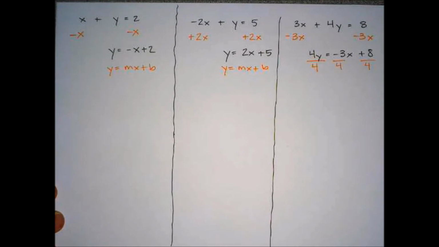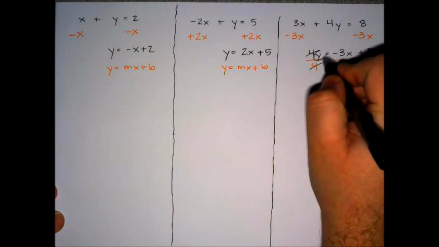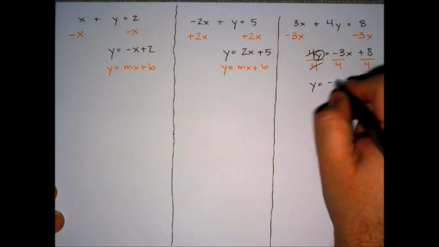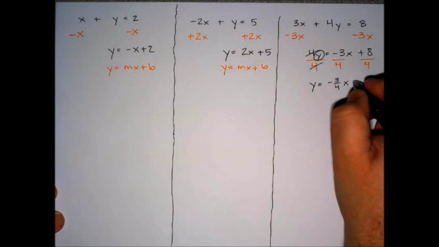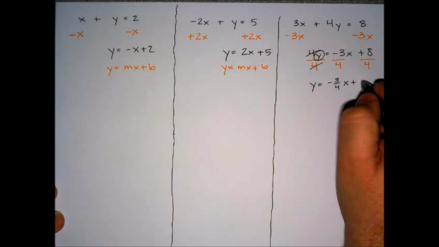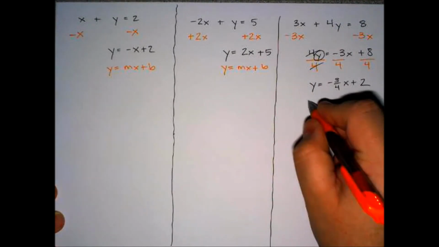So if we look at that, cancel those out, leaving us the y by itself. You have negative 3/4. And then 8 over 4, we could divide that or simplify it and say that's equal to 2. Now that is in slope-intercept form.